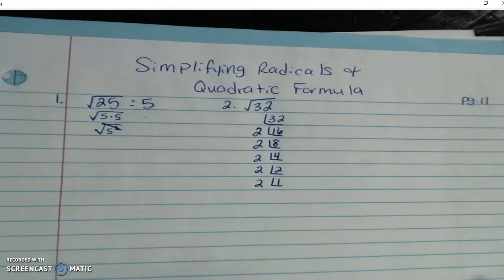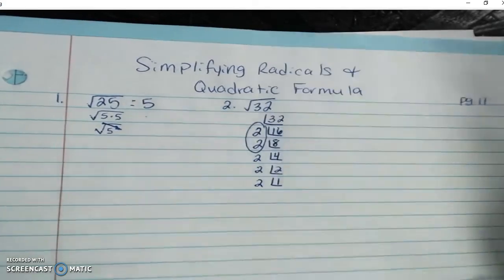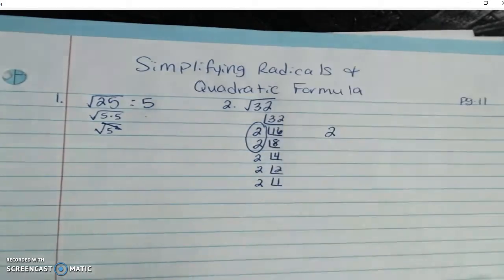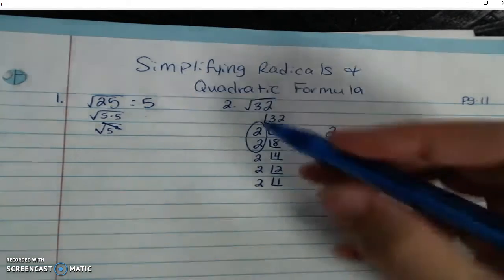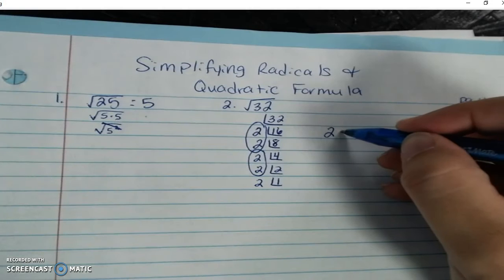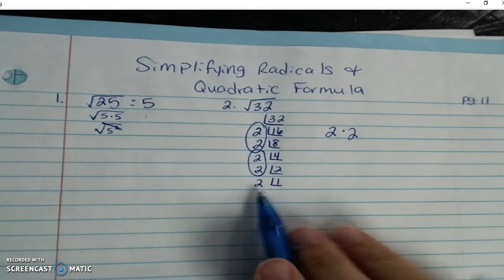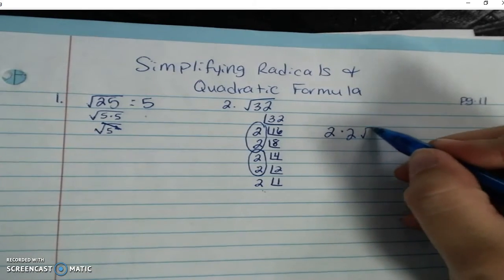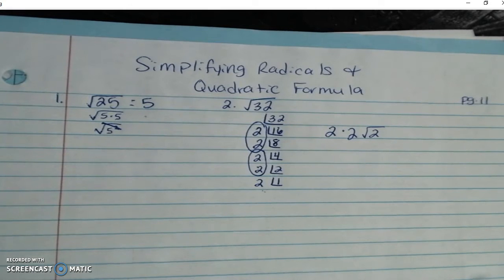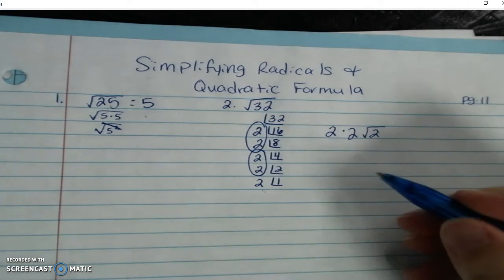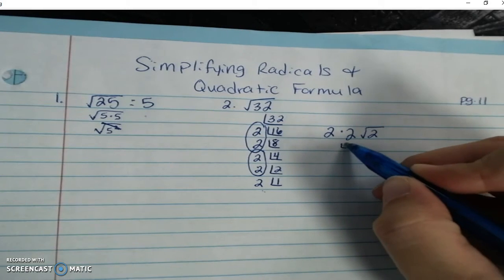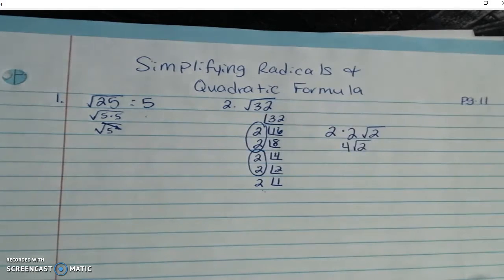So the easy way to do that is you want to pair them up, and when you have two numbers that are the same, one of those numbers comes out. So if we look over here, this pair of 2's brings out a 2. This pair of 2's brings out a 2. And then I still have this little 2 by itself. He doesn't have a partner, so he has to stay inside. And then we simplify, and 2 times 2 is 4. So 4 square root of 2.